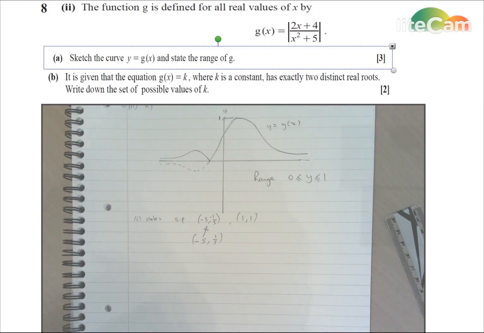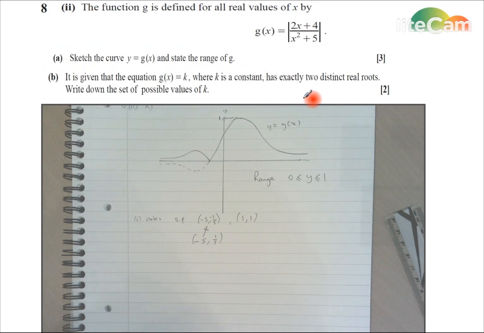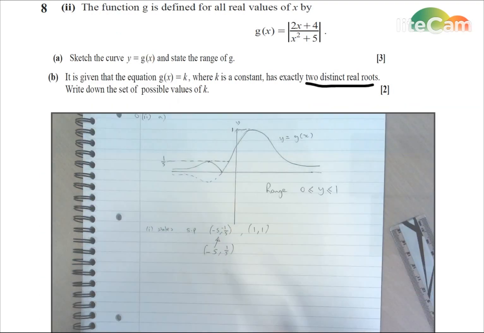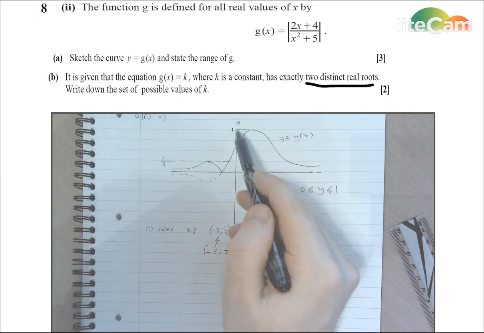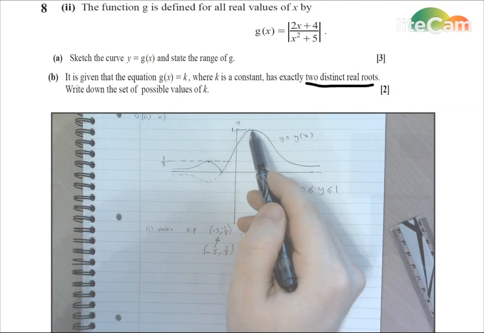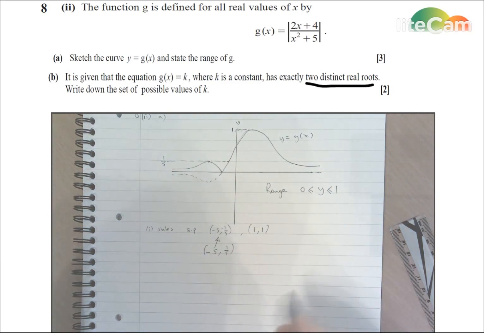Part 2 is given that the equation g of x equals k, where k is a constant, has exactly two distinct real roots. Okay, so two real roots. Write down the set of possible values of k. So at the top of our graph, at the point y equals 1, there's only going to be one root. But everywhere just below 1, there'll be two roots. So our function must be strictly less than 1.